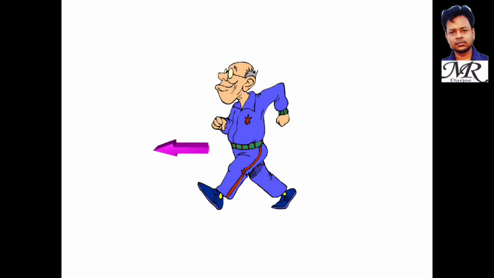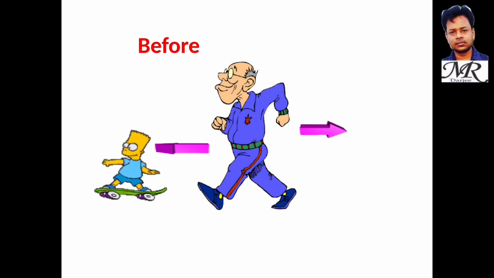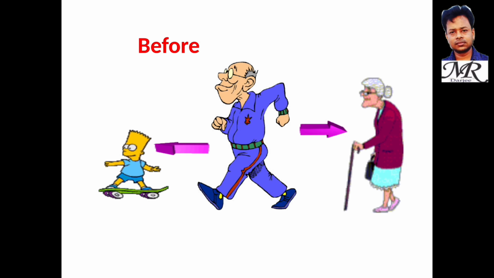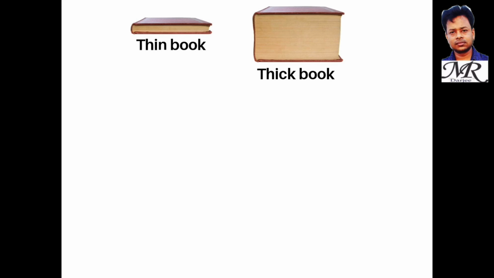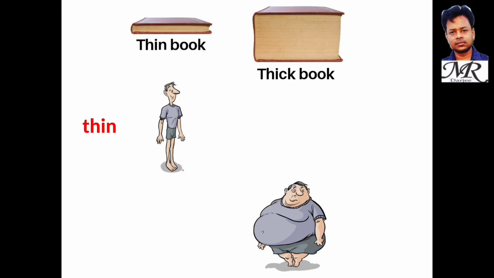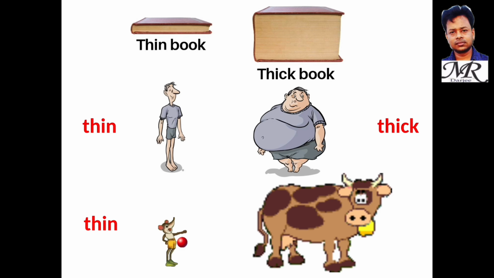Grandfather is running. The boy is running before his grandfather. Grandma is coming after grandfather. This is a thin book. This is a thick book. The boy is thin. The man is thick. Thin, thick.